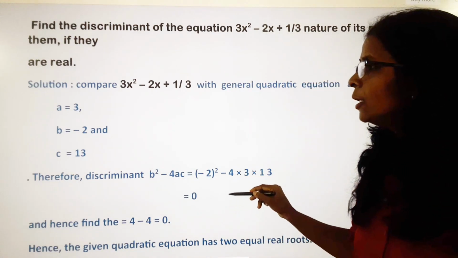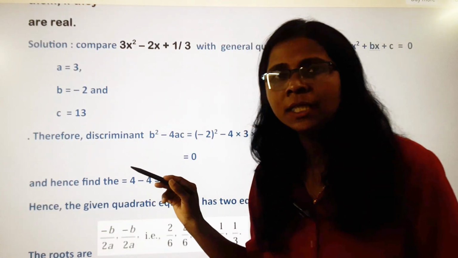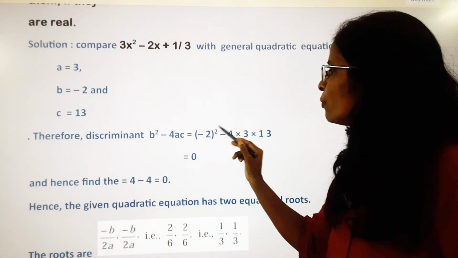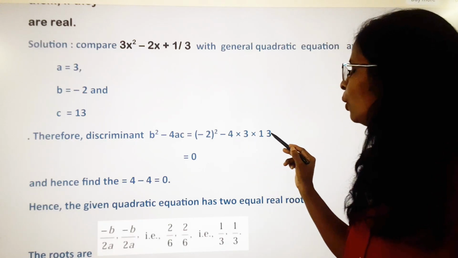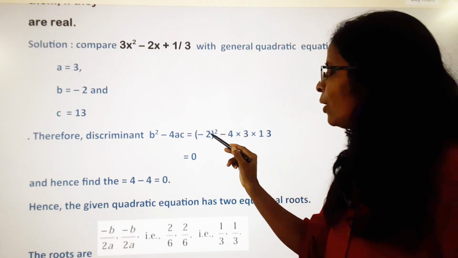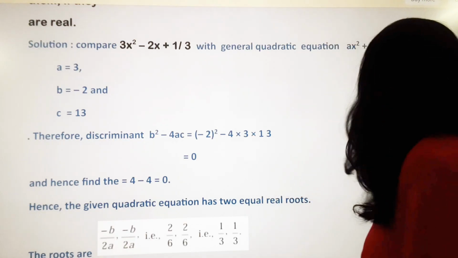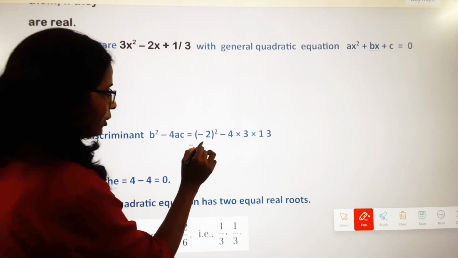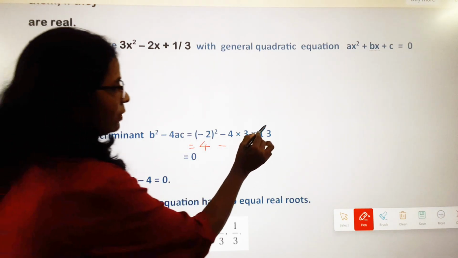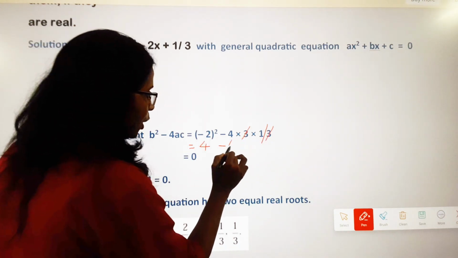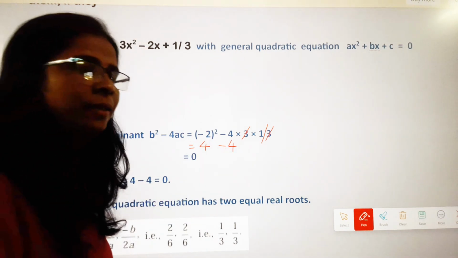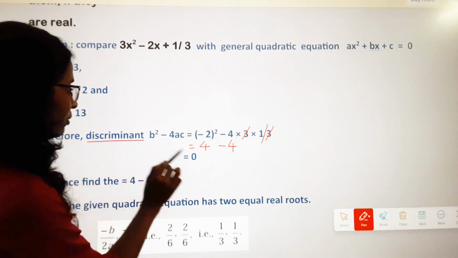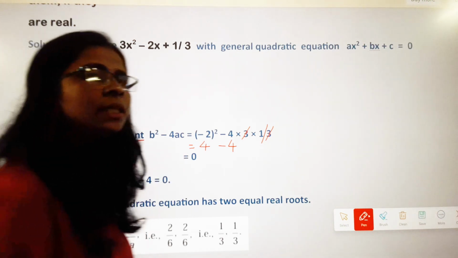Now write down the discriminant formula: b square minus 4ac is equal to minus 2 square minus 4 into 3 into 1 upon 3. The square of minus 2 is equal to 4, minus, here 1 upon 3, the 3 and 3 get cancelled. So 4 minus 4 is equal to 0. So our discriminant is equal to 0.